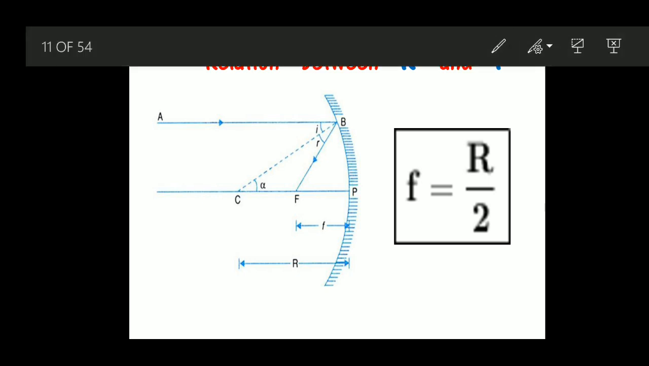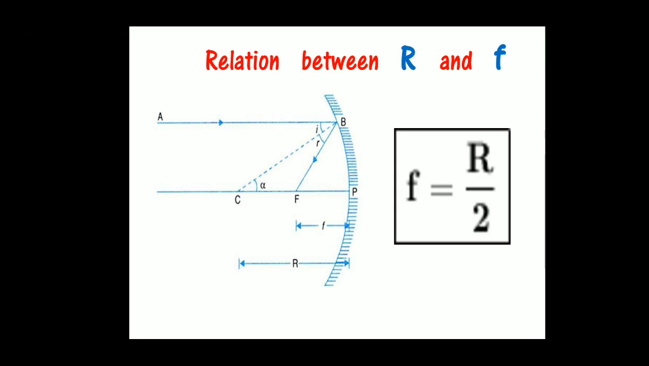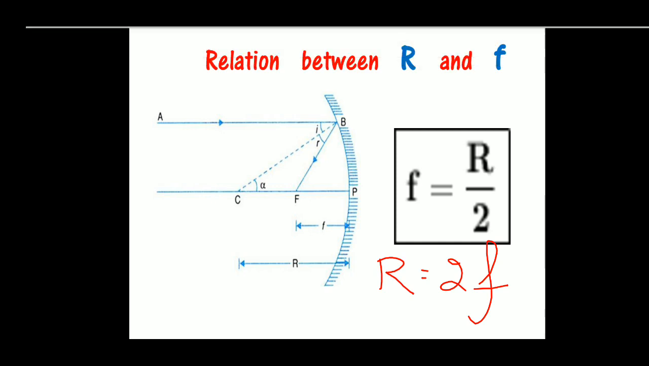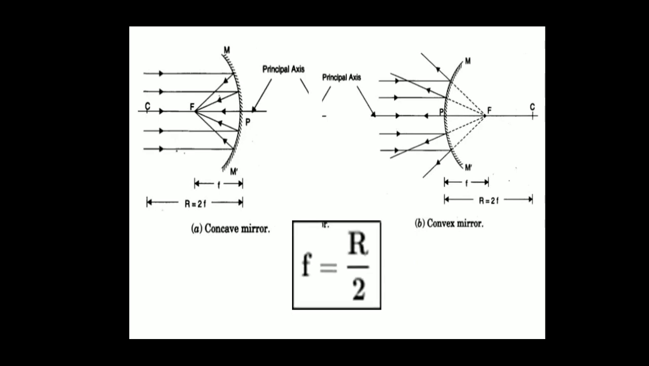Now I have a doubt. Can I cross multiply these two? Then what is the formula I will have? R is equal to... Yes, you are right. R is equal to 2 into F. So F is equal to R by 2, or you can write R is equal to 2F. This is the relation between F and R. And one thing you remember, it is applicable for both concave mirror and convex mirror. Whether it is concave or convex doesn't matter.